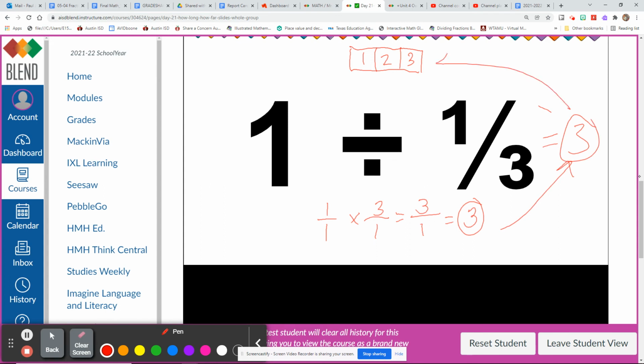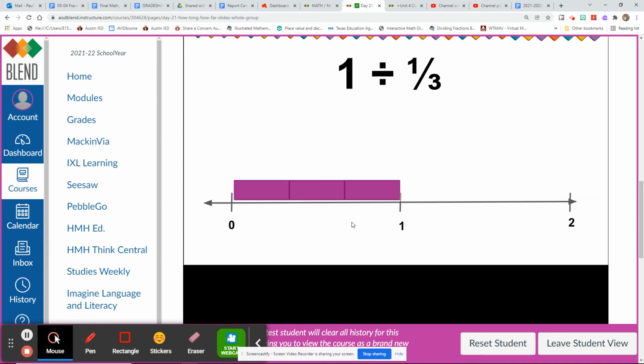So that all matches. On a number line, that would look like this. Here's 0, here's 1, so this is the 1 whole. Split into 3 pieces, that's 1, 2, 3 pieces. So 1 whole split into 1/3 size pieces would be 3, because you would have 3 pieces.